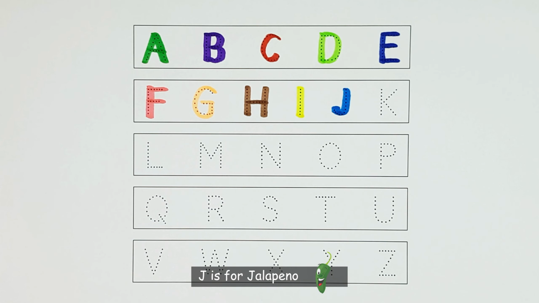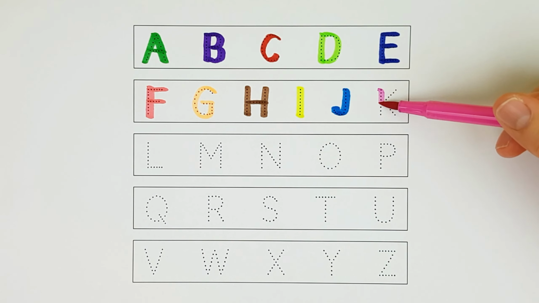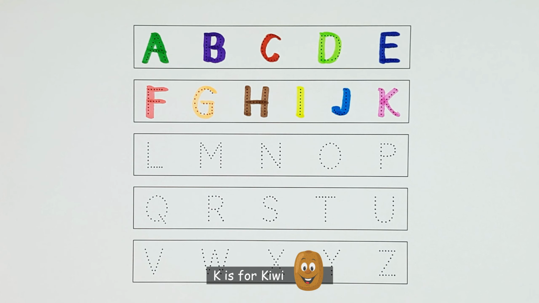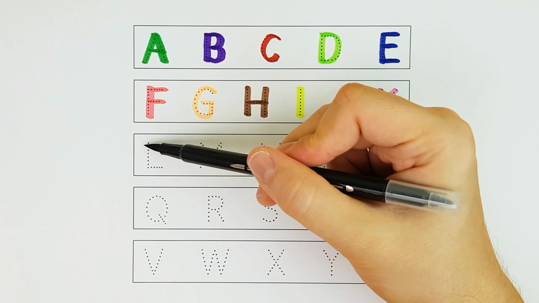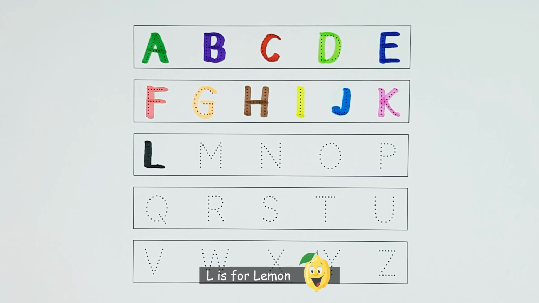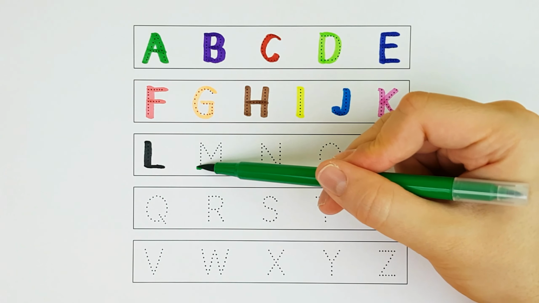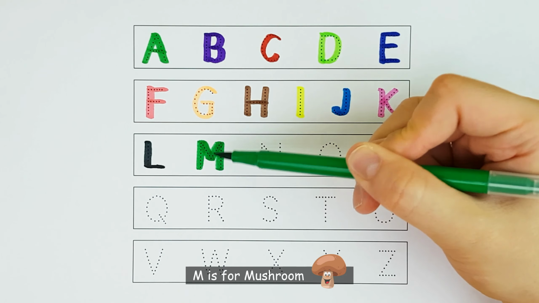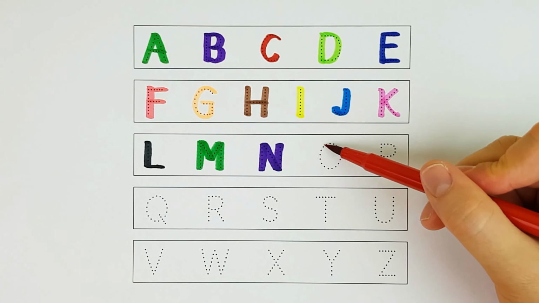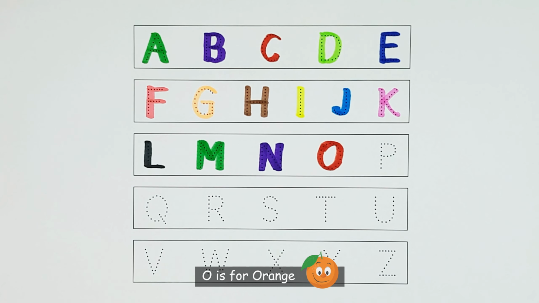J is for jalapeno. J. K is for kiwi. K. L is for lemon. L. M is for mushroom. M. N is for nectarine. N. O is for orange. O.